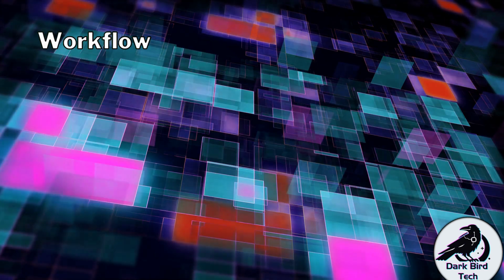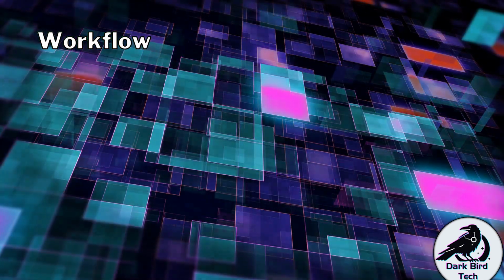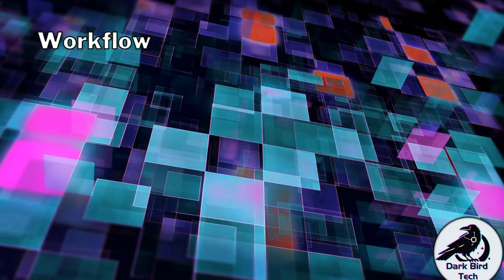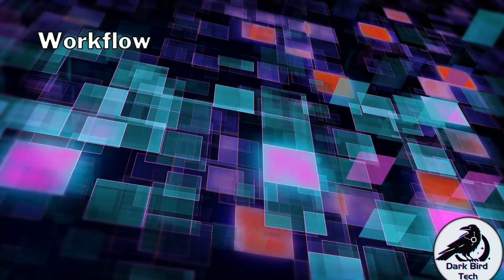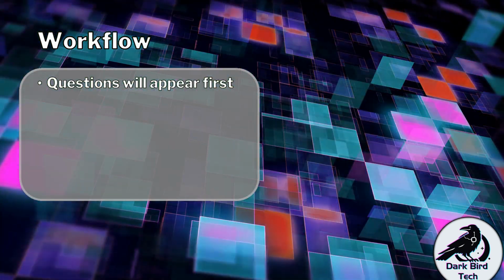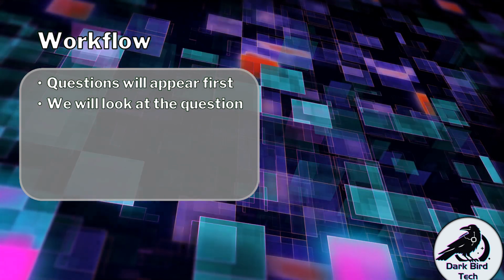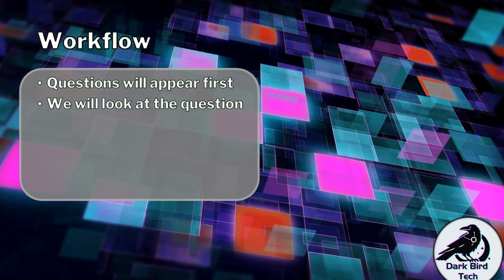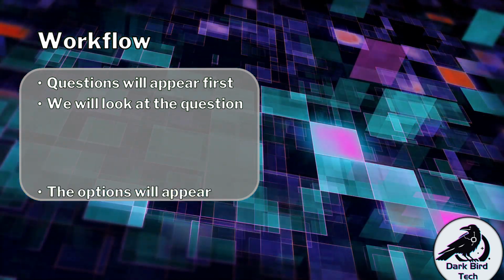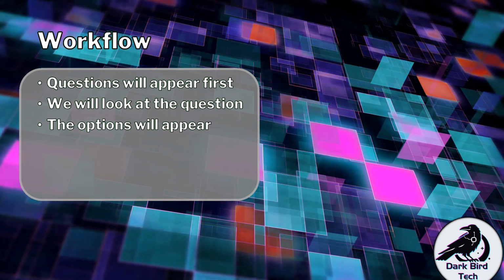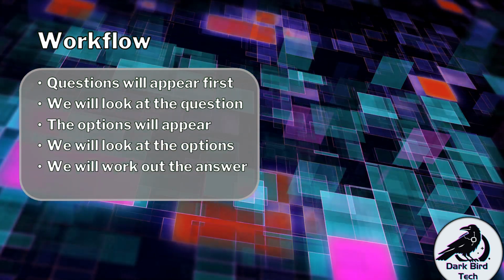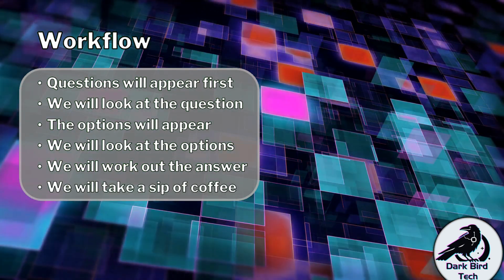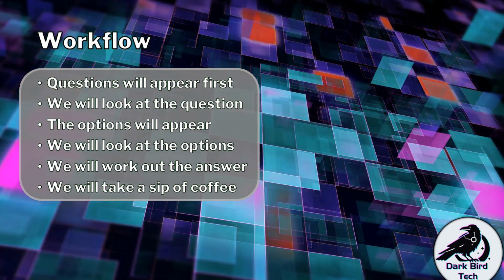Now, let's talk about the workflow for this. So obviously I've written the questions for this video, but I'm going to play the role of the voice in your head, and we're going to pretend the questions are from CompTIA. The questions will pop up first. We'll run through the question. If you need to, pause the video at the time so you can have a look at the question at your own leisure rather than waiting for me to read it. And our options will then appear. We will look at the options and work out what the best answer should be for that question. And once we're done with that, we take a sip of coffee before moving on to the next one. So let's get into it.